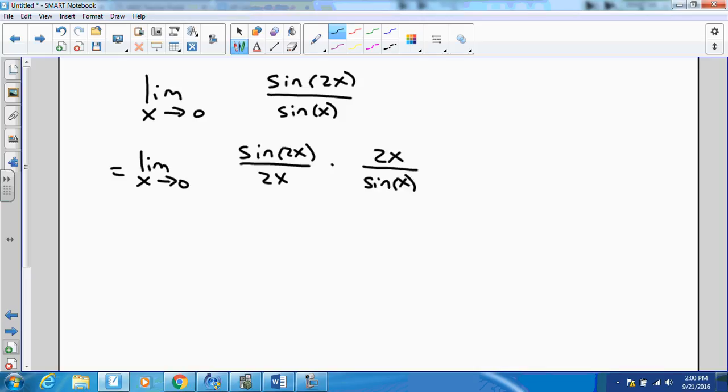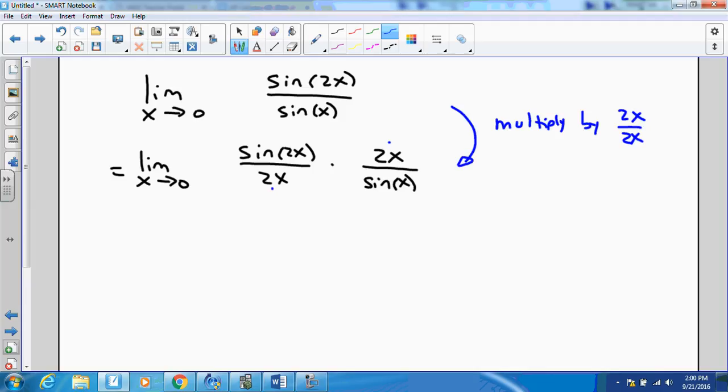How about 2x over sine x? Has to be. Because what we're doing here, a very clever strategy, not the only one we could have taken, but the clever strategy is to multiply by 1. Specifically, she ends up multiplying by 2x over 2x, and she peels off one factor here, and one factor here.